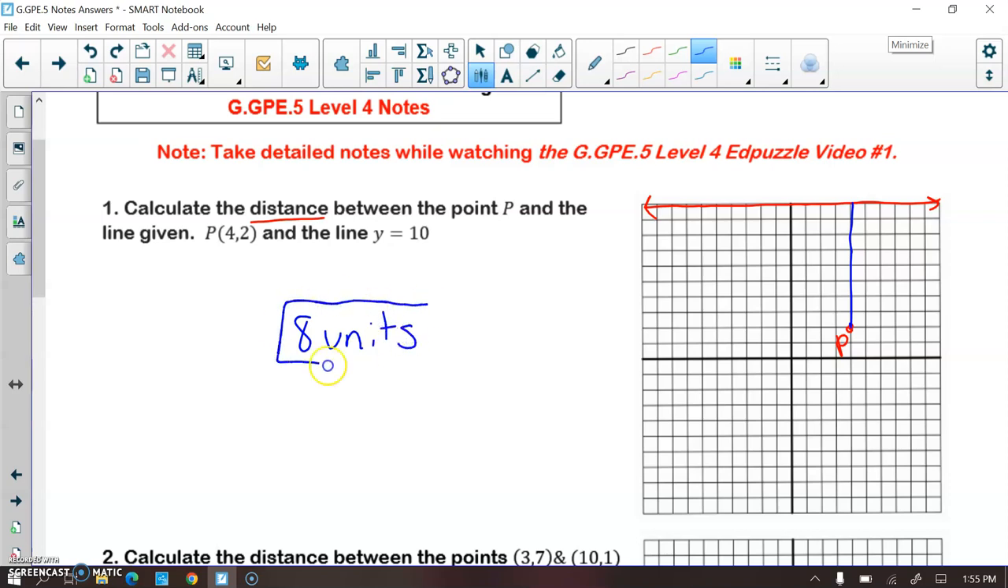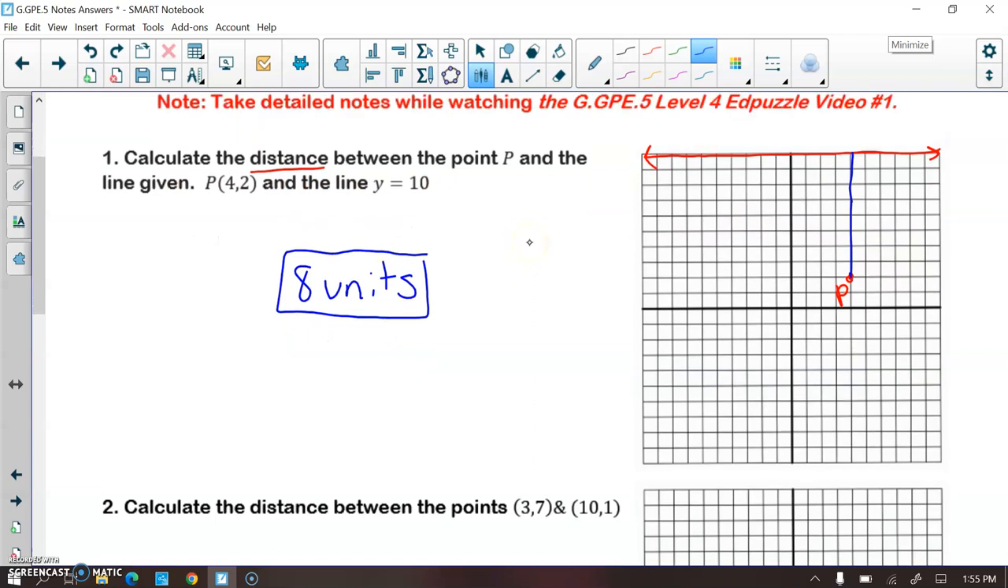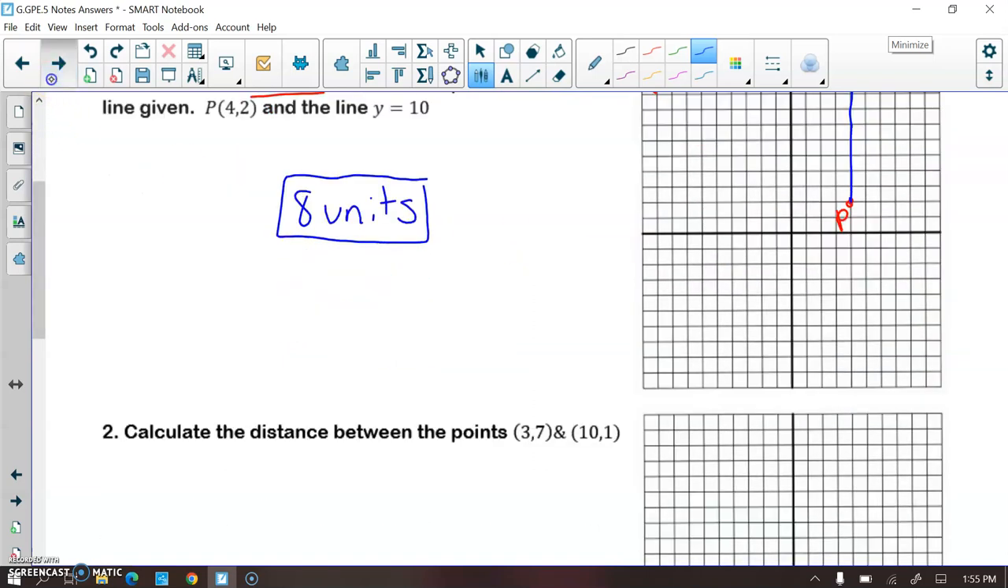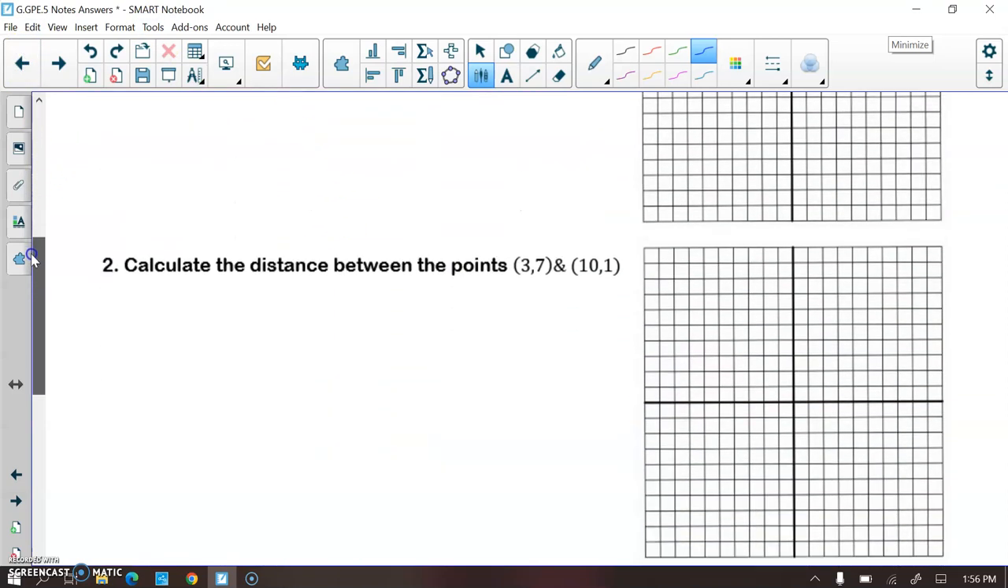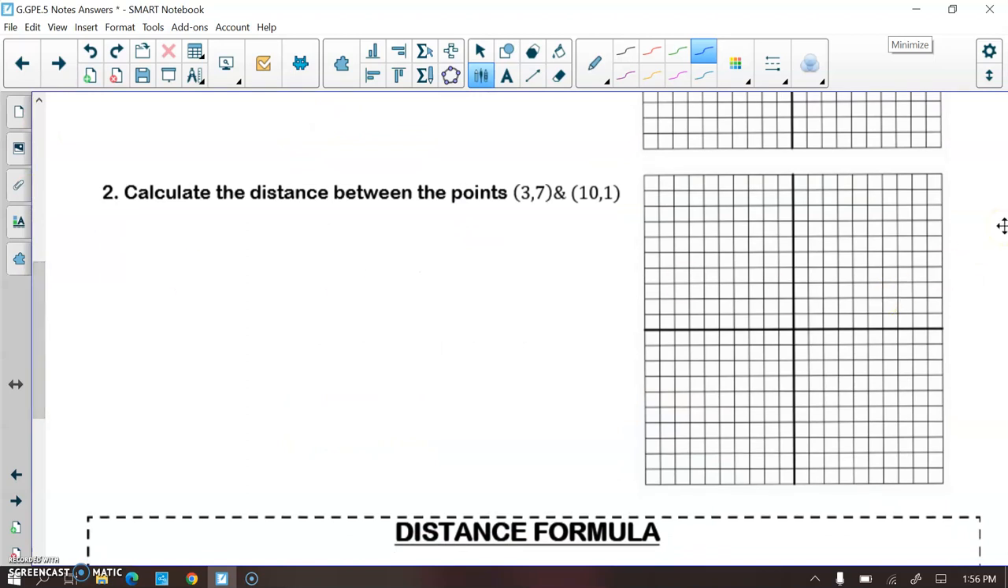Now, it's not always going to be that easy, and we're going to talk about what to do in a situation like this one where we won't be able to count. But again, this falls underneath the parallel and perpendicular line standard because, again, the shortest distance from a point to a line is the path that's perpendicular. So we know how now to find what a perpendicular line looks like. And then also we're going to do problems like these where it says calculate the distance between the 2 points.